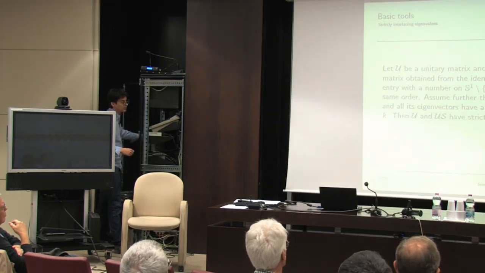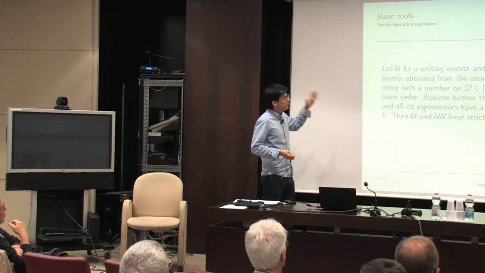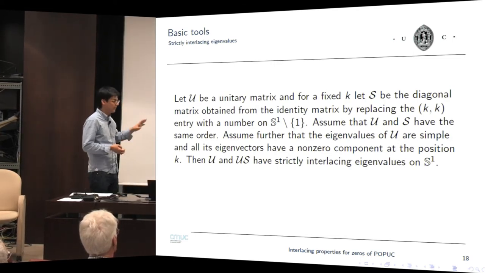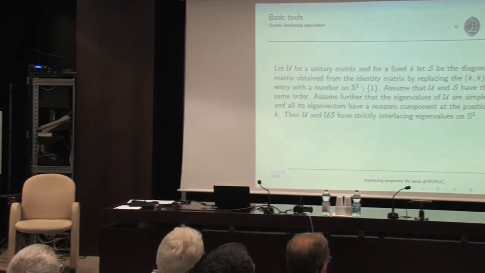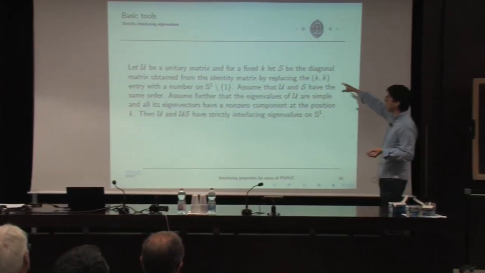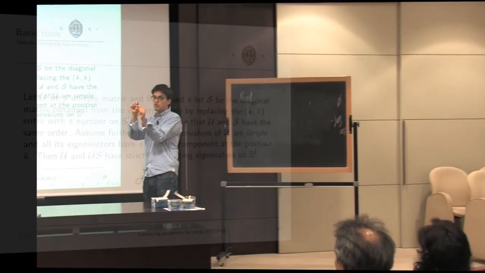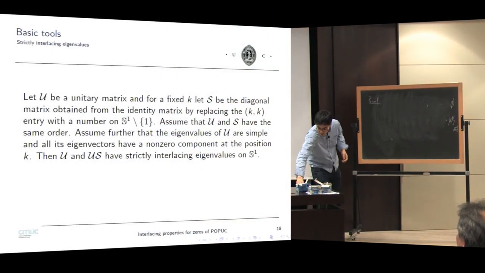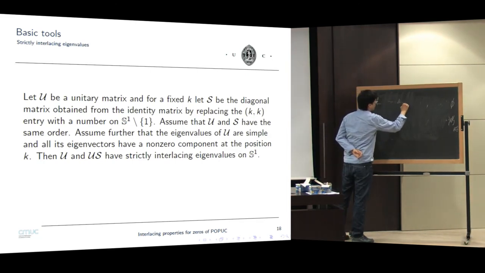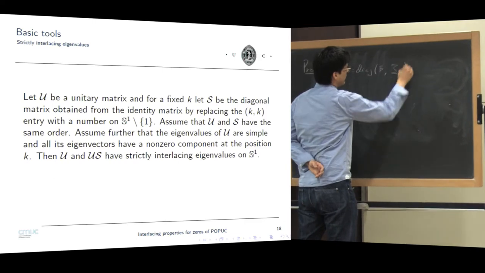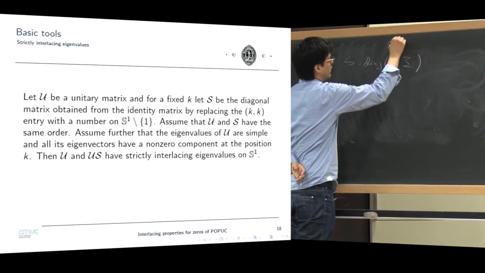Well, another result that we need to prove our theorems is this one. Suppose that we now have unitary matrices, and let's assume, without loss of generality, that k is equal to 1. Both matrices are of the same order. S will be the identity matrix except for the entry at position 1,1, which we put in display. This matrix, this is a number, and the rest is the identity matrix. This is a number S1, different from 1.